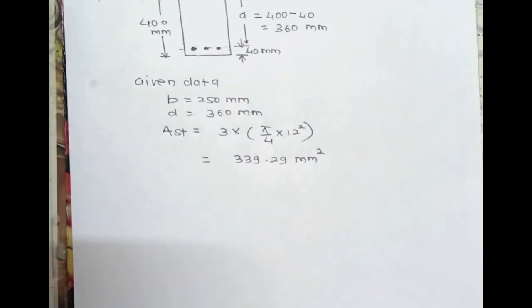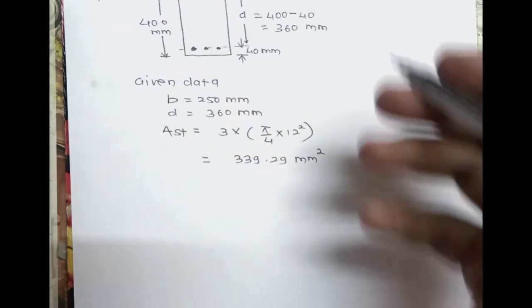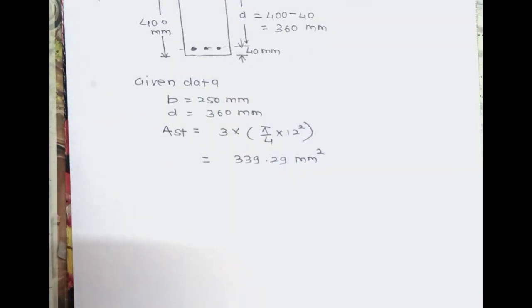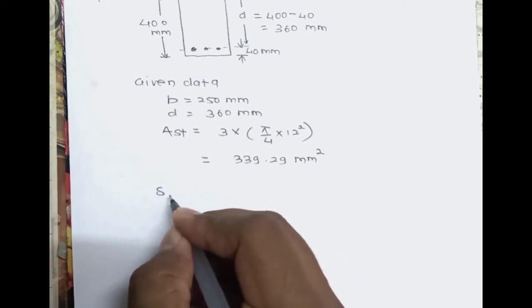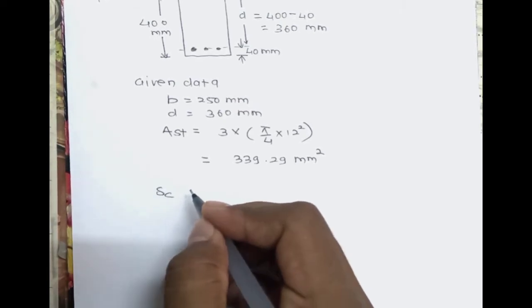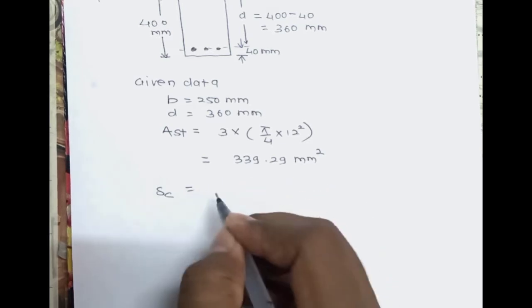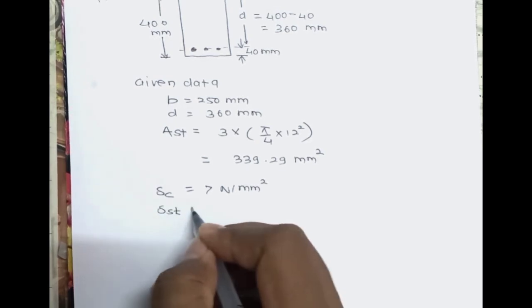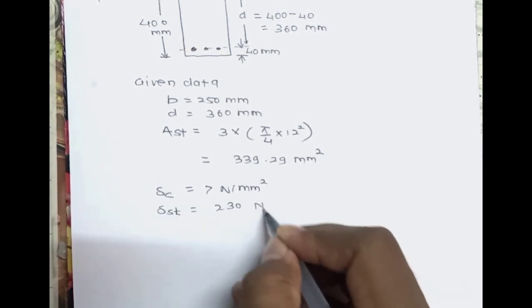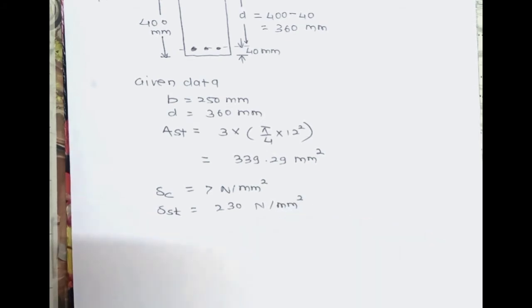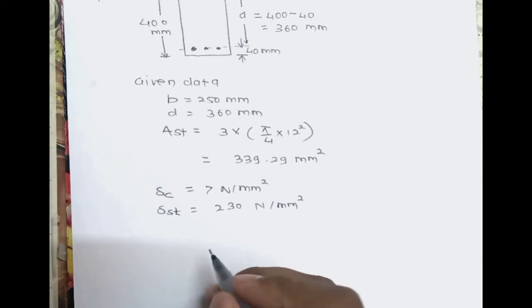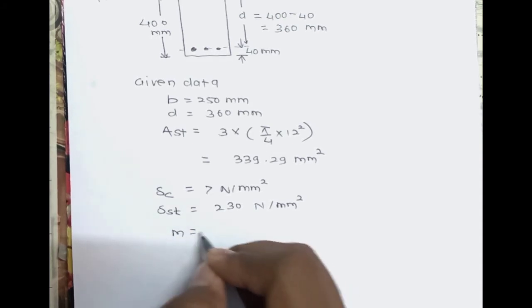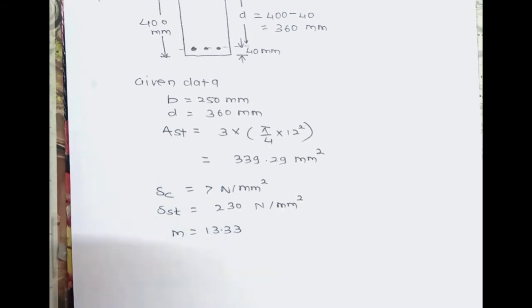Now we have M20 grade of concrete and Fe415 grade of steel. So as per IS 456:2000, we should take permissible stress in concrete as 7 Newton per mm square and in steel 230 Newton per mm square. And now we don't need to calculate the modular ratio m. It is already given, that is m equals 13.33.